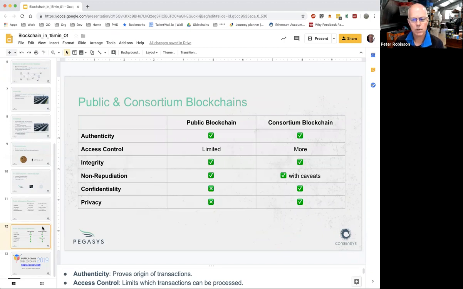Whereas consortium blockchains tend to have good non-repudiation, but there are caveats with it. You've got to look at each and every blockchain and probably discuss with someone who's in the field exactly what properties you need and what that chain will give you.